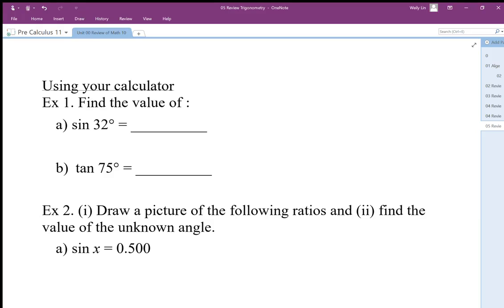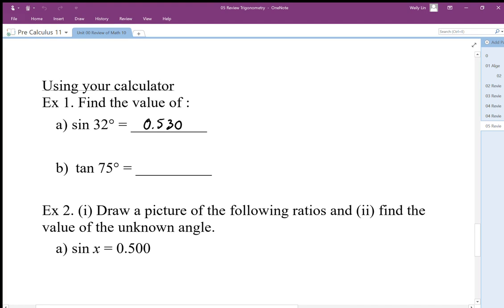So when I use my calculator, I get 0.5299, so I'm going to round that to 0.530. Again, notice I'm using 3 decimals, and there's actually a reason why I use 3 decimals. But I just want you to get in the habit of doing it, because when we get into grade 12, this becomes very useful.